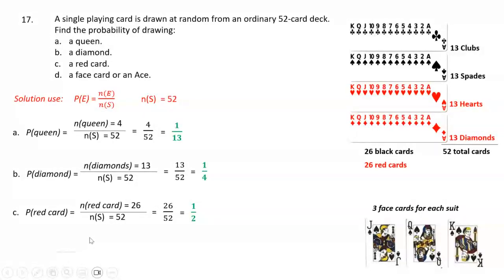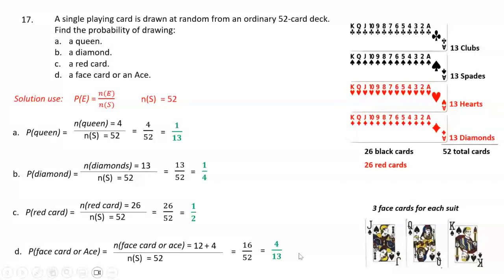And D, is this a face card or an ace? How many face cards are there? There's 3 for each suit. So there's 3, 6, 9, and 12. So there'll be 12 face cards. And how many aces? There's 1 ace on each suit. So it's going to be 4 aces. You see the ace of diamonds, the ace of hearts, the ace of spades, and the ace of clubs. So it's going to be plus 4, all over 52, which is my sample space. We reduce it to 4 over 13. This is the answer. The ones in green, guys, are my answers. Anyway, that's how we do probabilities.